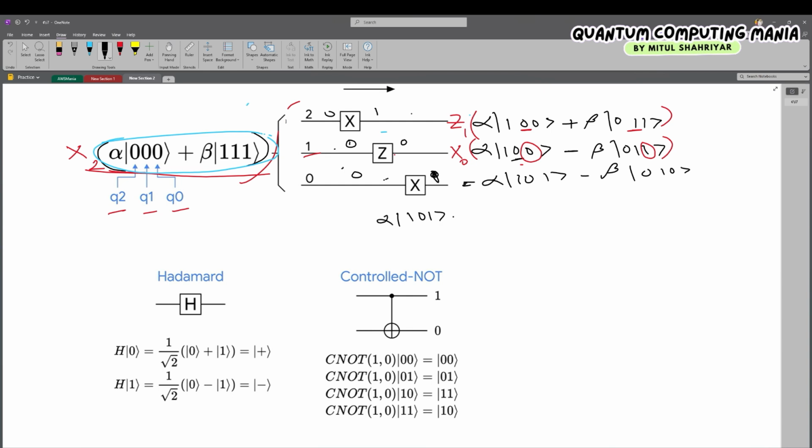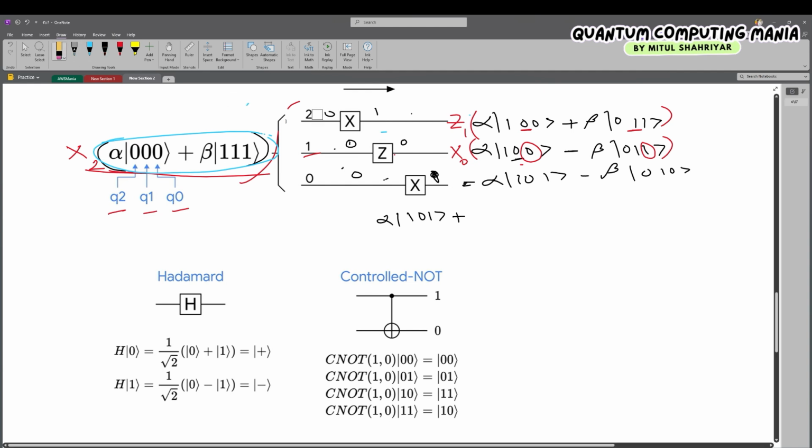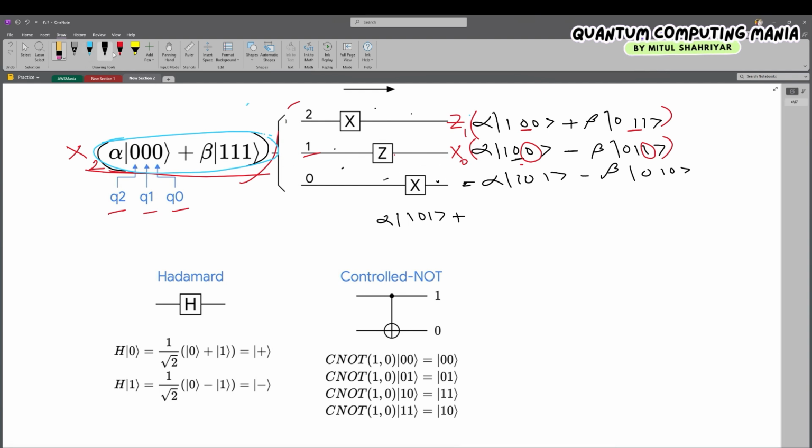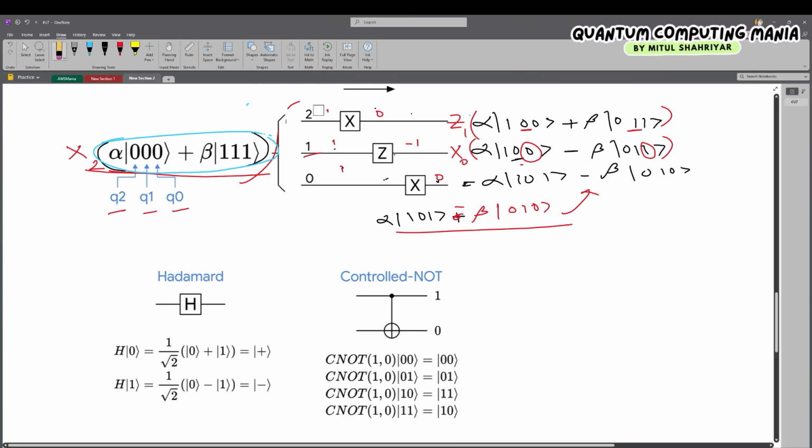It is alpha, initially keeping it plus. Then we also had 1 1 1, so passing 1 should give 0, 1 should give minus 1 qubit, and this 1 should give 0. So it should be beta, and this should be minus, and it should be 0 1 0. Let's see if they are the same. 1 0 1, 0 1 0. Yes, exactly the same, right?